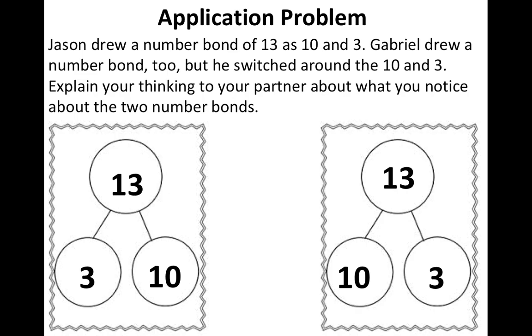Jason drew a number bond of 13 as 10 and 3. Gabriel drew a number bond too, but he switched around the 10 and 3. Explain your thinking to your partner about what you notice about the two number bonds. I have drawn the two number bonds that Jason and Gabriel drew. So I want you to take a look at it and pause the video, and whoever is near you, you can explain it to them.